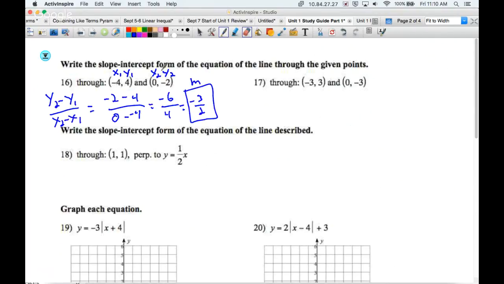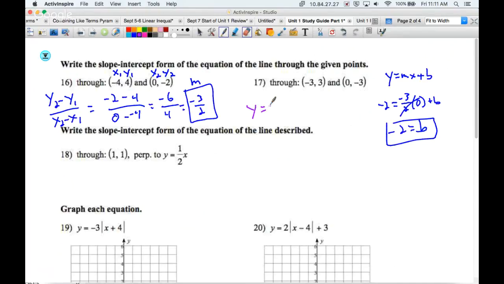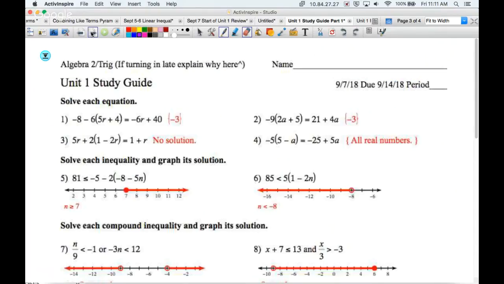Now I use that slope with one of these points to figure out what b is. So y equals mx plus b becomes, I'm going to use the second point, -2 equals -3/2 times 0 plus b. This cancels out. -2 is my b value. Now I'm ready to write the full equation. y equals -3/2 x minus 2. That's for number 16.